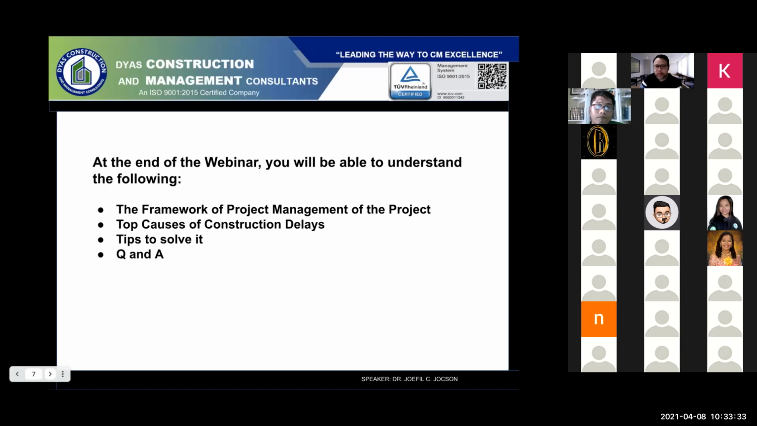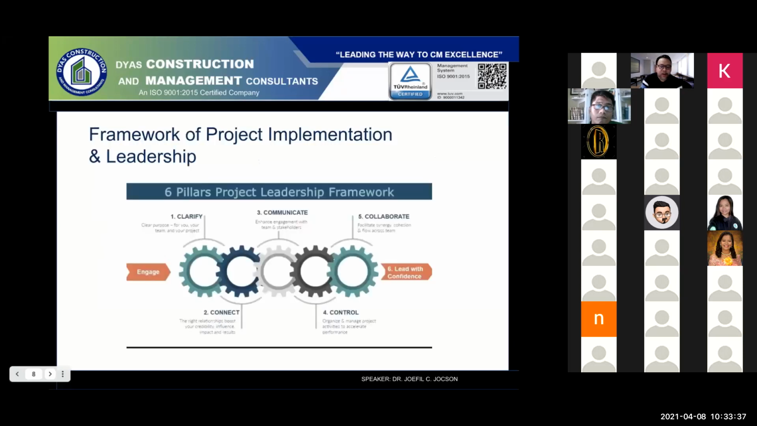All right. Okay, we have 27 again. Let's begin. So this is the framework. In our slides, this is the framework of project implementation and leadership, dapat sa site natin. Six pillars project leadership framework.